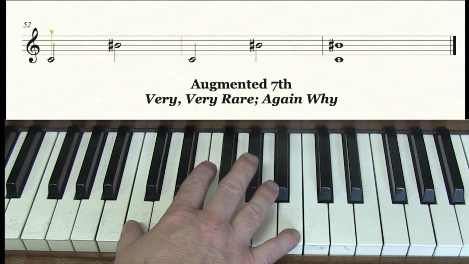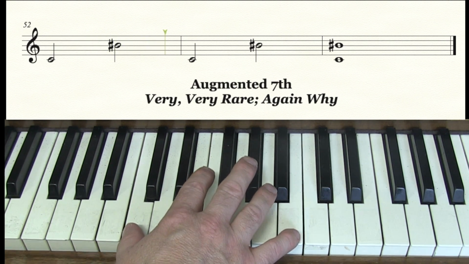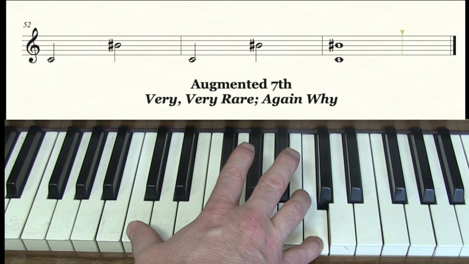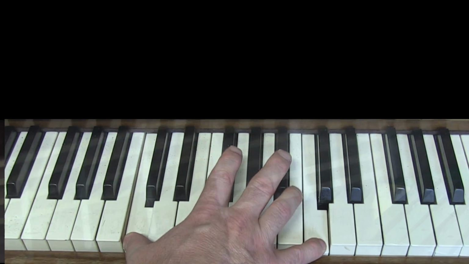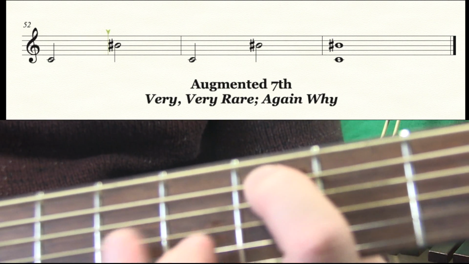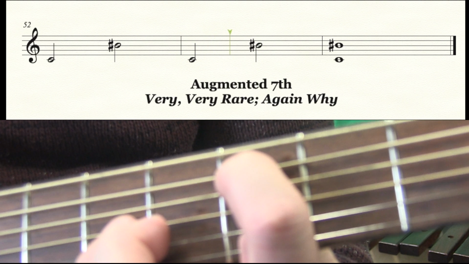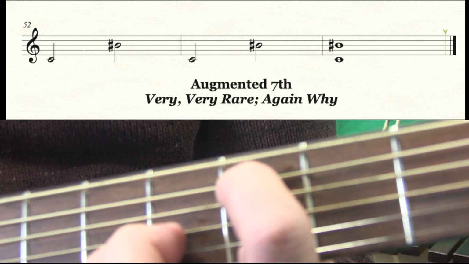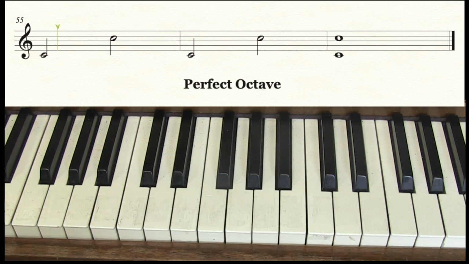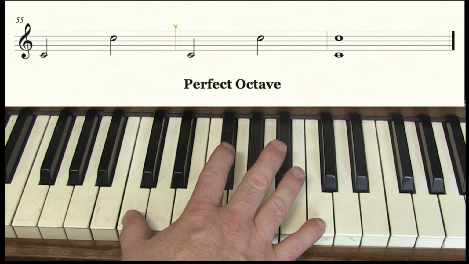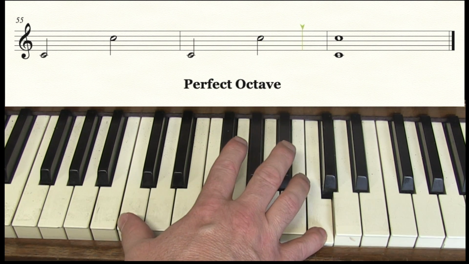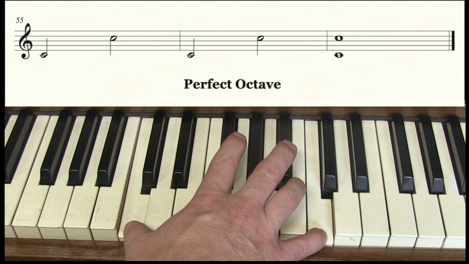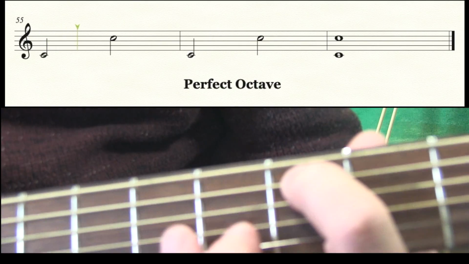An augmented seventh could happen, very rare, who knows why, but it's possible. An augmented seventh, again very rare because why? A perfect octave, the same as the augmented seventh, which is why would you ever write an augmented seventh? Because it's the same as the octave.